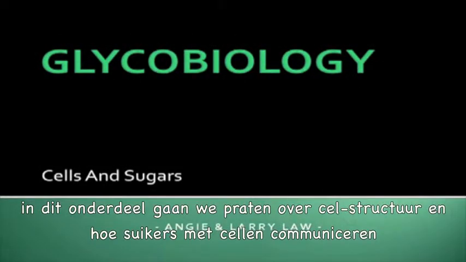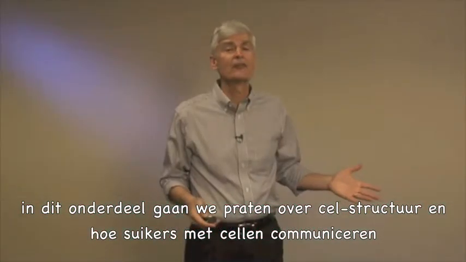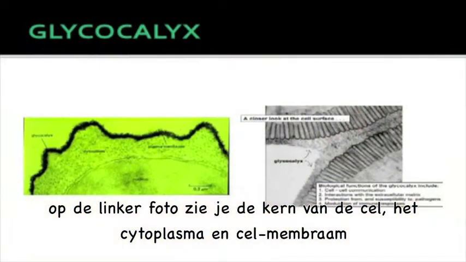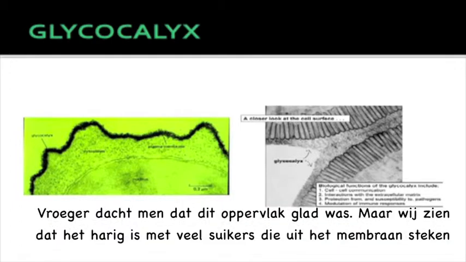In this segment, we'll talk a little bit about how the cells are structured and how the sugars interact with these cells. On this picture on the left, you'll see the nucleus of a cell, the cytoplasm, and then the cell membrane. Again, in biology textbooks, this membrane used to be a smooth surface, but you can see that it's very hairy with a lot of these sugars protruding from the cell membrane.